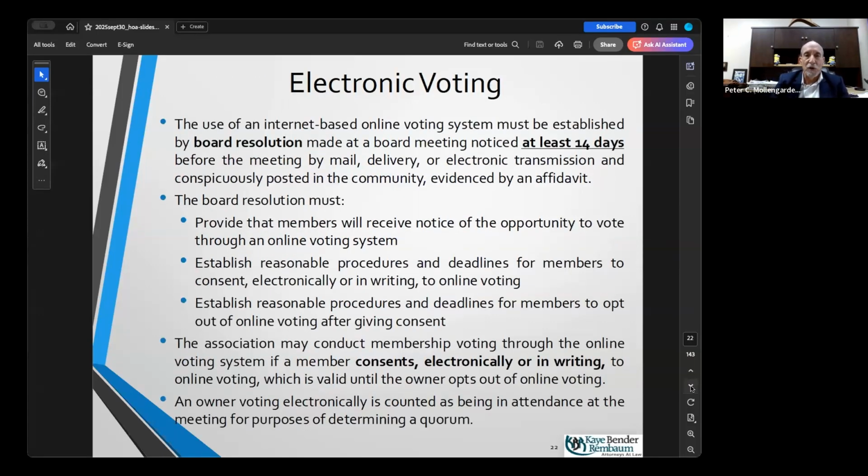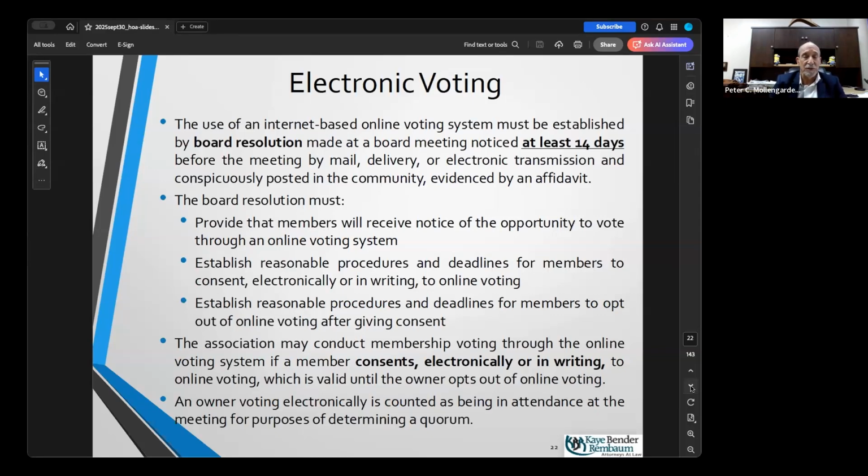All right, electronic voting, which is becoming more and more popular. In other words, voting online, where you sit home and you can just vote using your computer. So in order to establish internet-based online voting, it must be established by a board resolution adopted by the board at a meeting for which notice is given at least 14 days before the meeting by mail delivery, as we said before, by electronic transmission, and it must be conspicuously posted in the community at least 14 days in advance, and again, evidenced by affidavit that notice was properly provided.